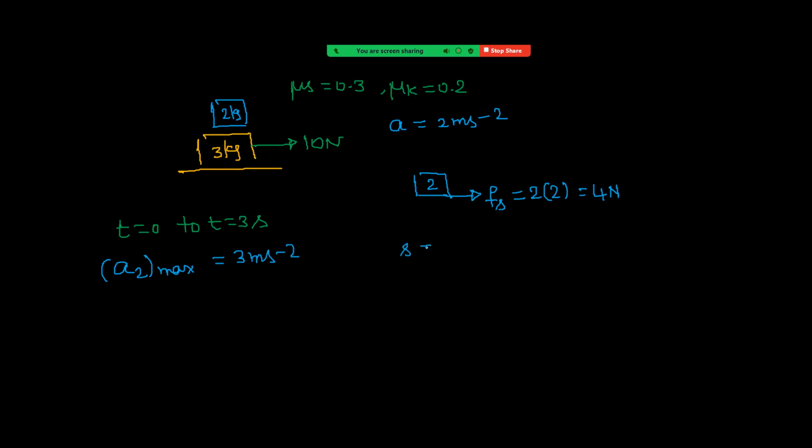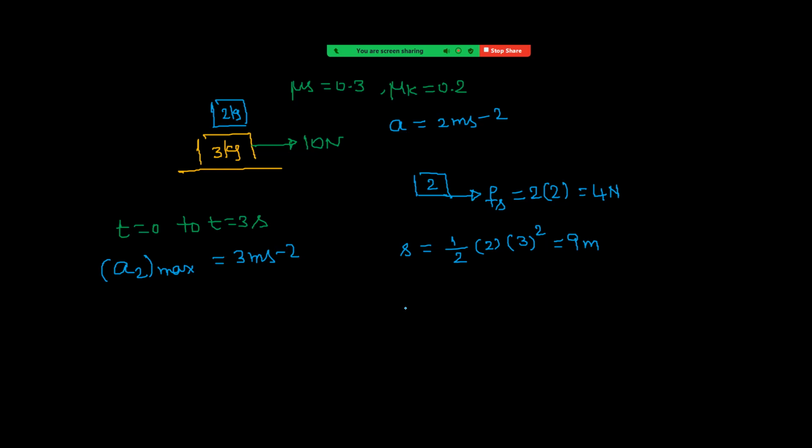Displacement equals, they are starting from rest, therefore it is half a t square. Acceleration is 2, so half into 2 into t square. t is given as 3 seconds, right? So 3 square is 9, and the 2 gets cancelled. Displacement is 9 meter. Force and displacement are both in the same direction. Therefore, the angle is 0.